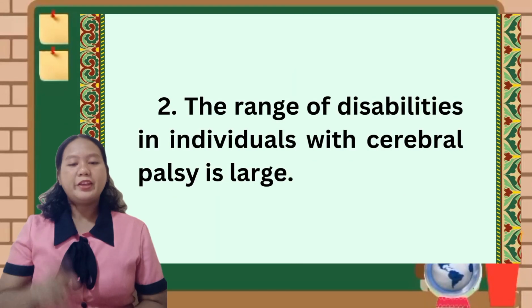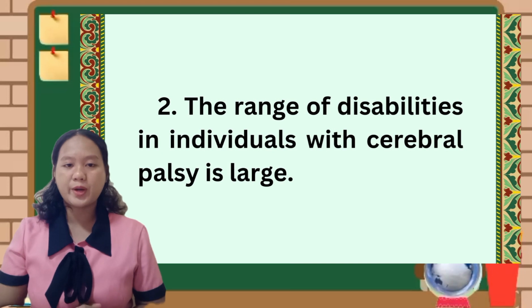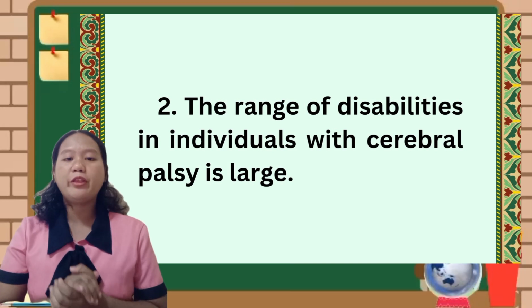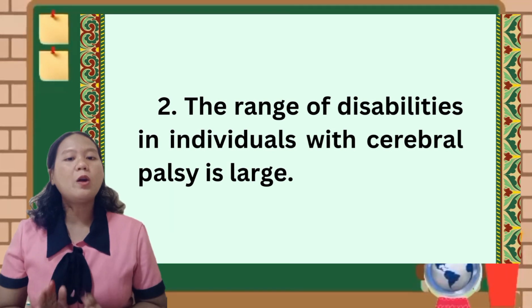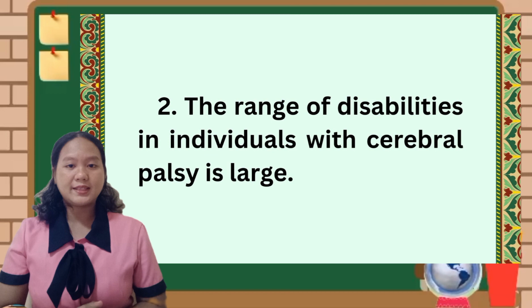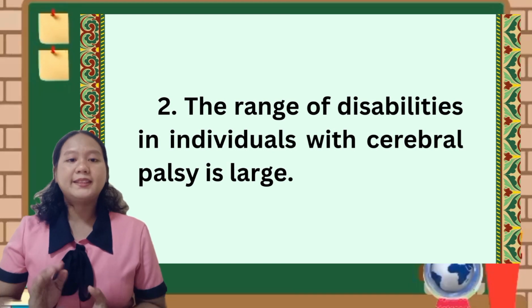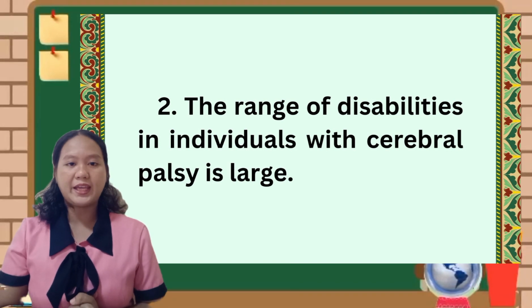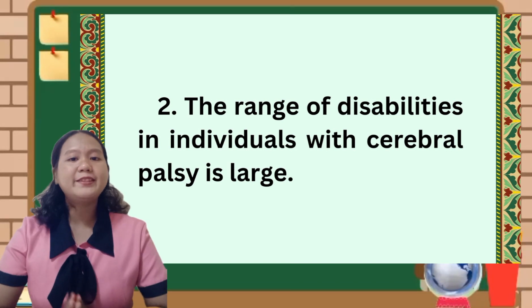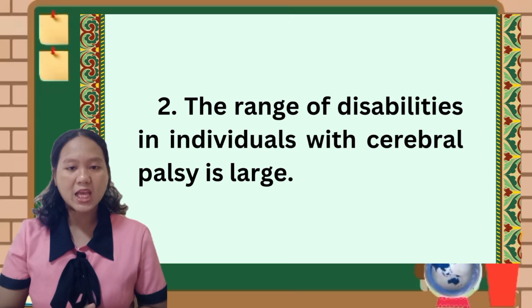The second one is, the range of disabilities in individuals with cerebral palsy is large. So while there are many similarities between individuals with this condition, there are more differences. For instance, some can walk, others cannot. Some have limited vision, and some children are in pain. Some have severe cognitive deficits, while others have above average IQ. Teachers must get to know the abilities and limitations of each child and not make assumptions.